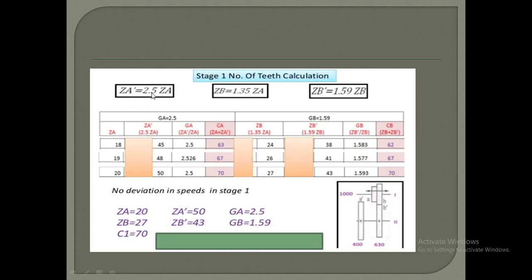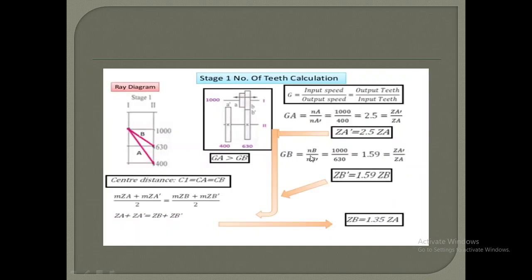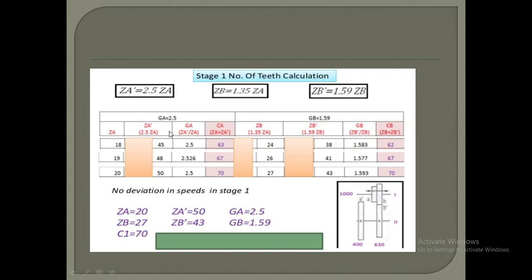If we have taken the number of teeth as 18, then we have the formulas we calculated: ZA dash is equal to 2.5 ZA, ZB is equal to 1.35 ZA, and ZB dash is equal to 1.59 ZB. When you put the value in that equation, 2.5 into ZA, we know the ZA, multiply this, you will get 45. Again GA, what is the GA? We have found out 2.5. GA is equal to ZA dash divided by ZA. This divided by this, you will get again 2.5. And what is the CA?